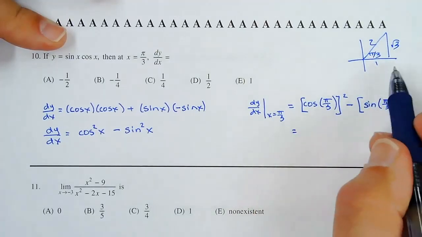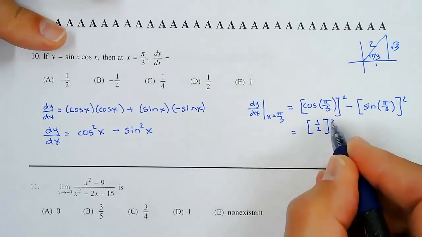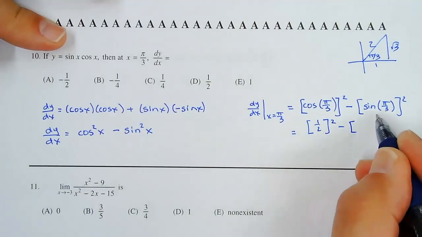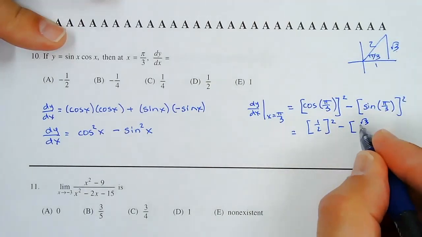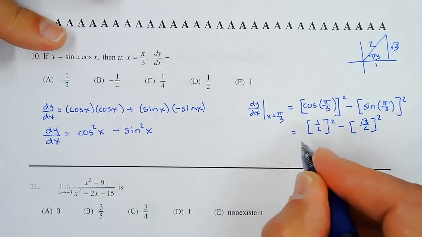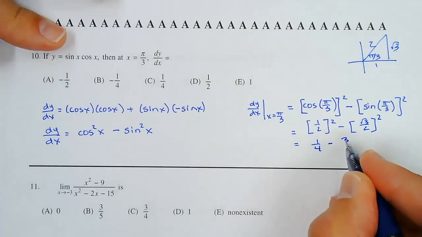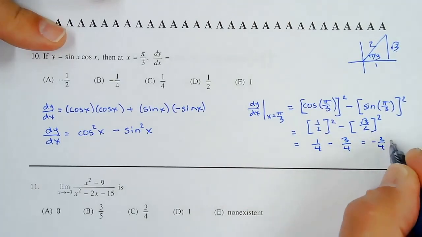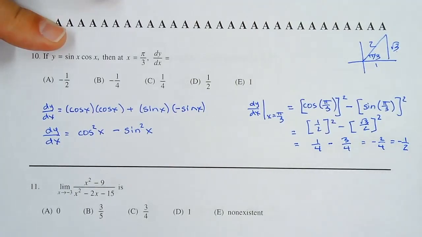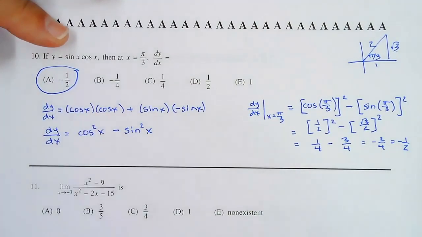So cosine would be 1 over 2, and we would need to square that, minus, and then sine of pi over 3 would be square root of 3 over 2, and we would need to square that. So this becomes 1/4 minus 3/4, or negative 2/4, which is really negative 1/2. So the derivative at pi over 3 is negative 1/2, and the correct answer is A.